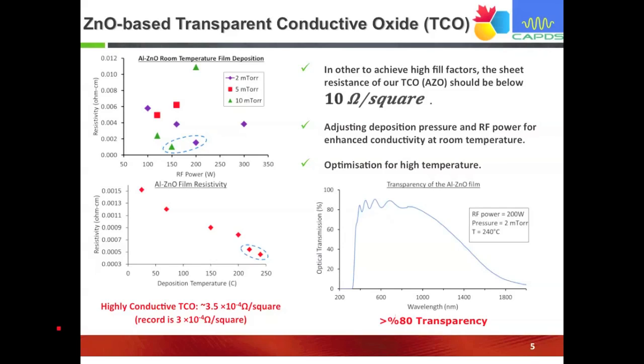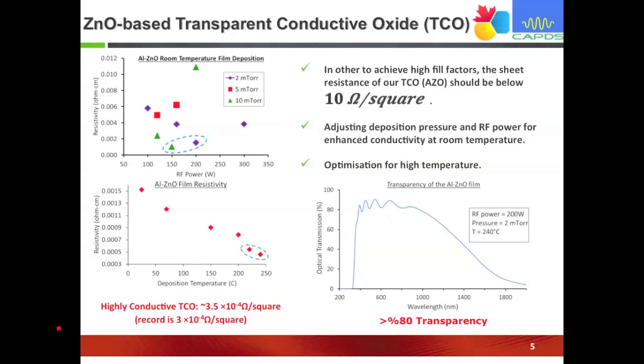a reasonable level of around 5 times 10 to the minus 4 ohm per square. Although this 5 is still below 10, we know that it is not very good, since the record is already 3 times 10 to the minus 4.